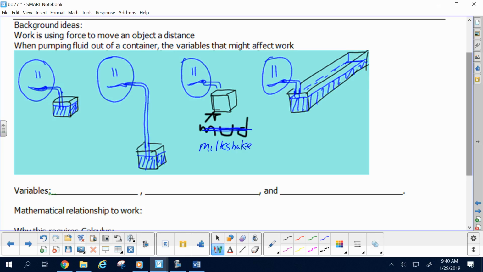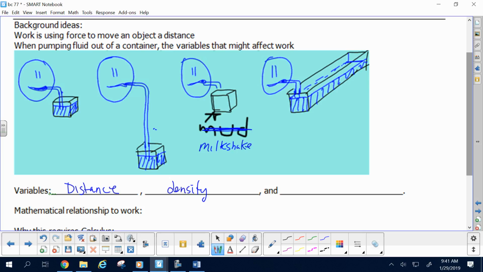All right, so then, based on this, the 3 variables that affect how much work you do in pumping a fluid out of a container are, what's this one? Length or distance. The distance you have to pump the fluid. If you have to pump the fluid out of a really long tube or something, that's more work. What about this guy? The weight density. The density of the fluid matters. The more dense, the more work.